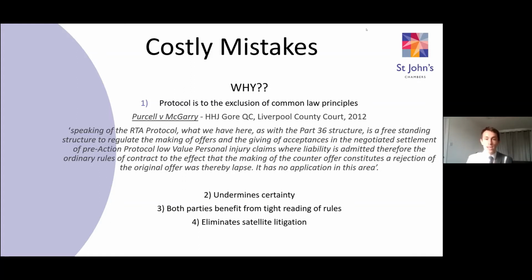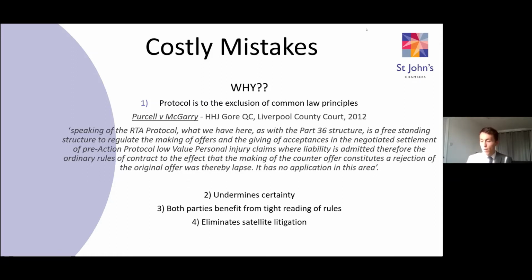It can be done online. Defendants benefit because it is low cost. Defendants can make early admissions and keep costs down from the start, knowing that they will be fixed in the event. And number 4, everyone's favourite reason for the courts doing anything is, they say, eliminate satellite litigation.